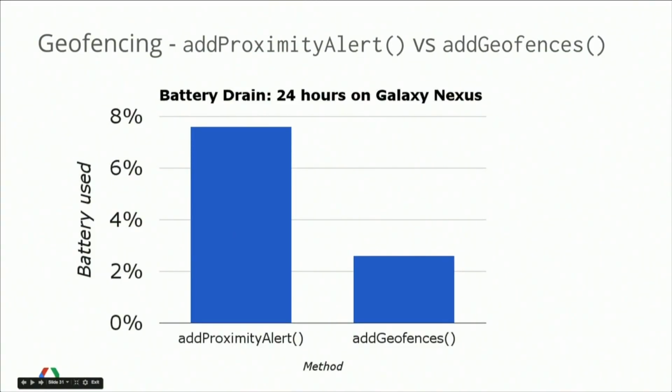Some of you might already be familiar with the Add Proximity Alert API in our platform, which does geofencing. So why did we introduce this new API? Let's compare the two. We ran a bunch of tests. One geofence around the home, one geofence around work, a bunch of geofences around the various Starbucks locations. We ran these tests over a period of 24 hours on a Galaxy Nexus, and we saw a 2/3 power savings.